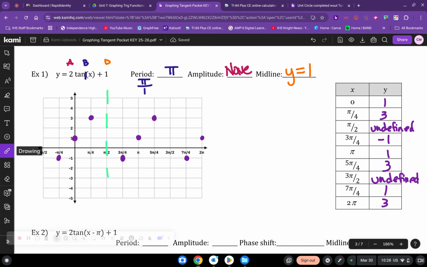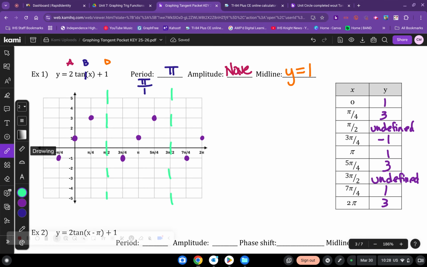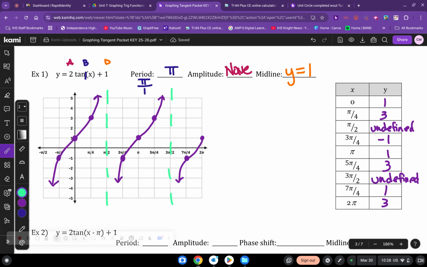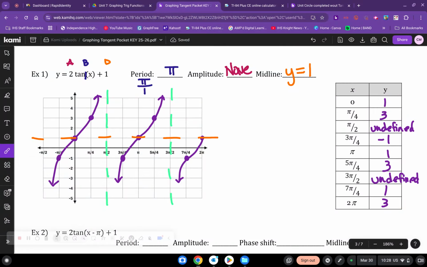Mark the asymptotes with a dashed line. Make sure you're doing this with a dashed line and not a solid line, because these are not part of the graph. They're just marking the places where my graph has asymptotes. Fill in your curves, and then let's mark the midline. The midline goes through this middle point here, the middle point or the point of inflection.